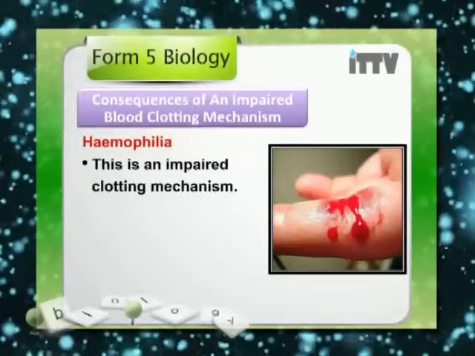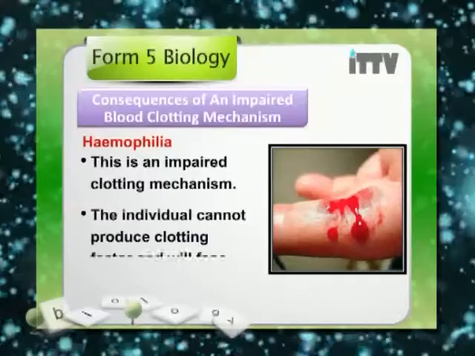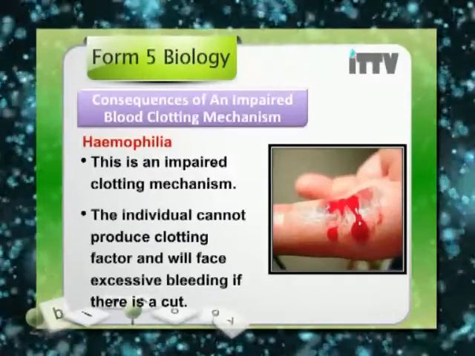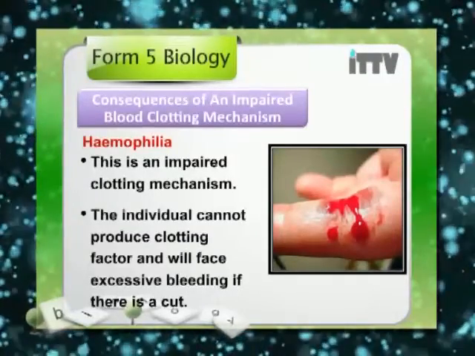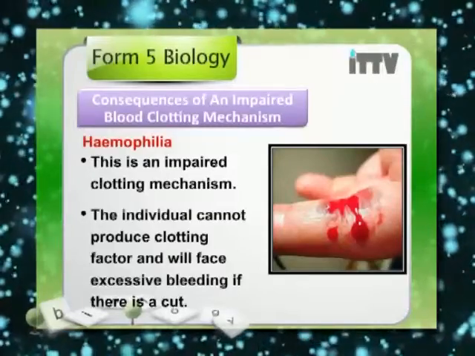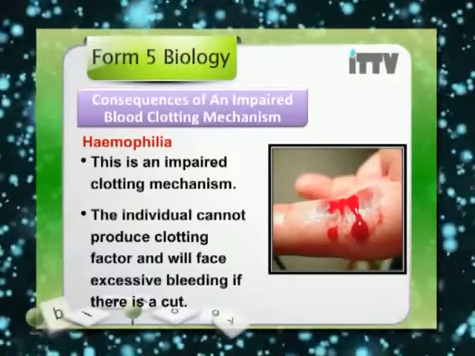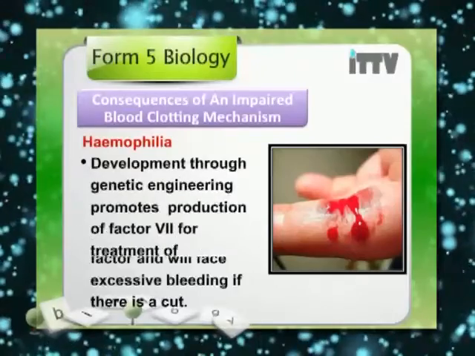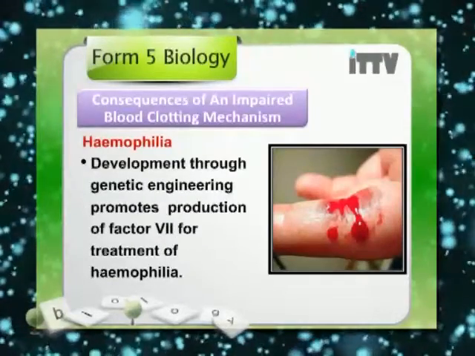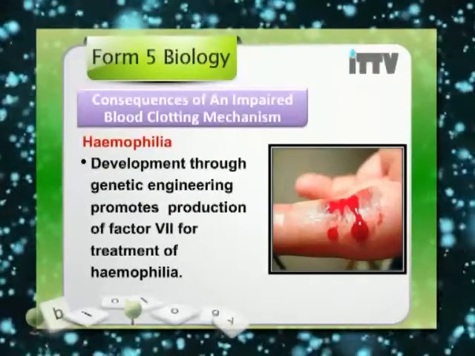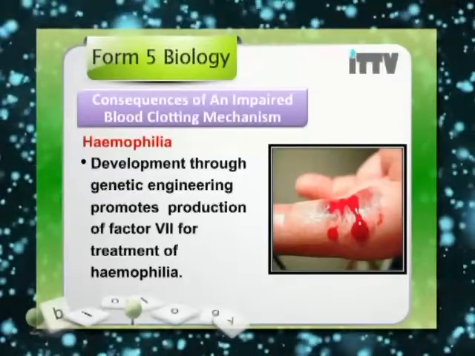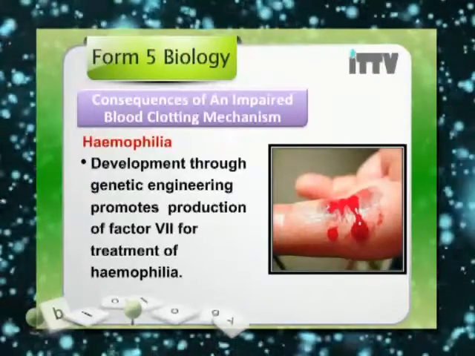And this is an impaired clotting mechanism because the individual cannot produce clotting factors and will face excessive bleeding if there is a cut. But now there are developments through genetic engineering that promotes production of factor 7 for treatment of hemophilia.